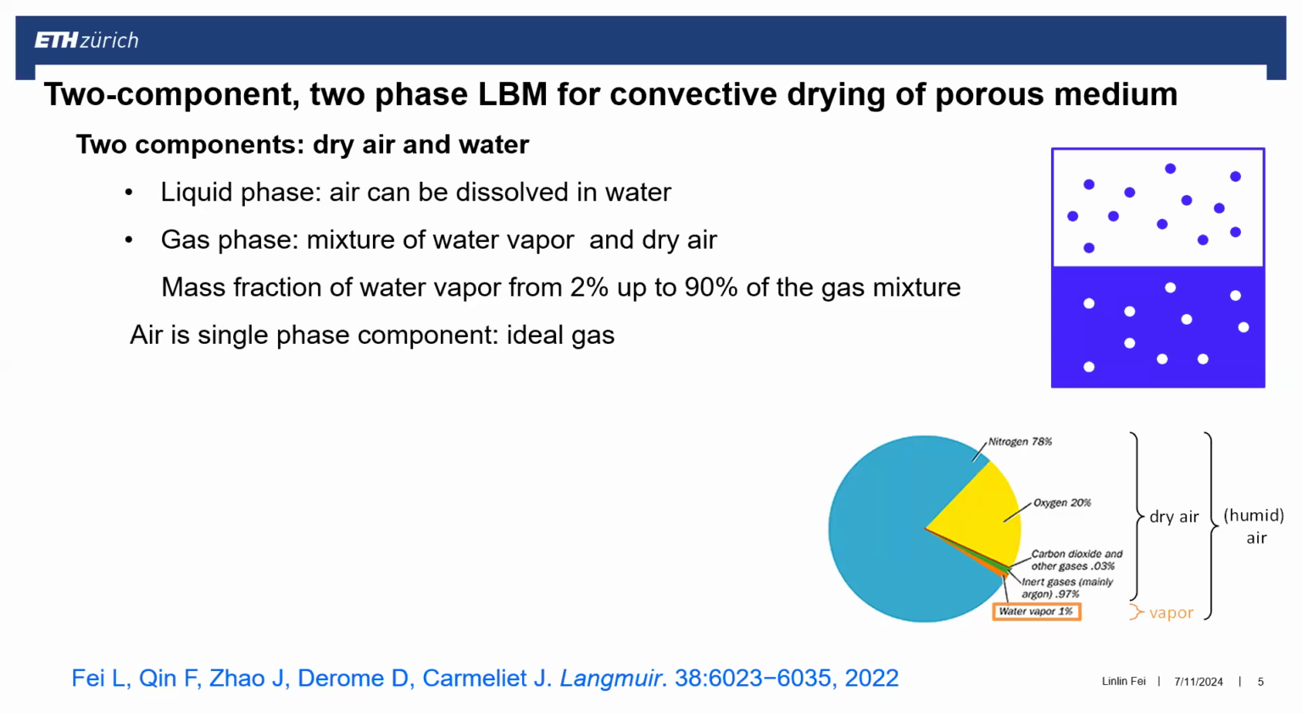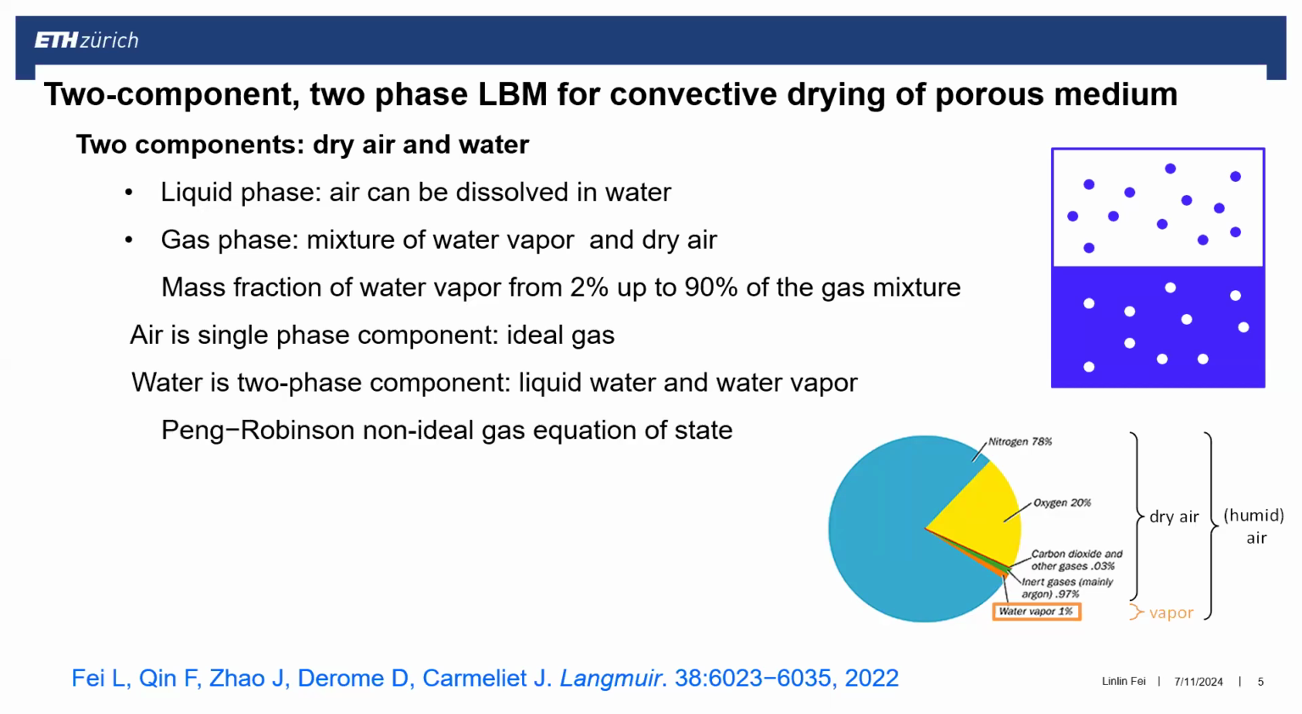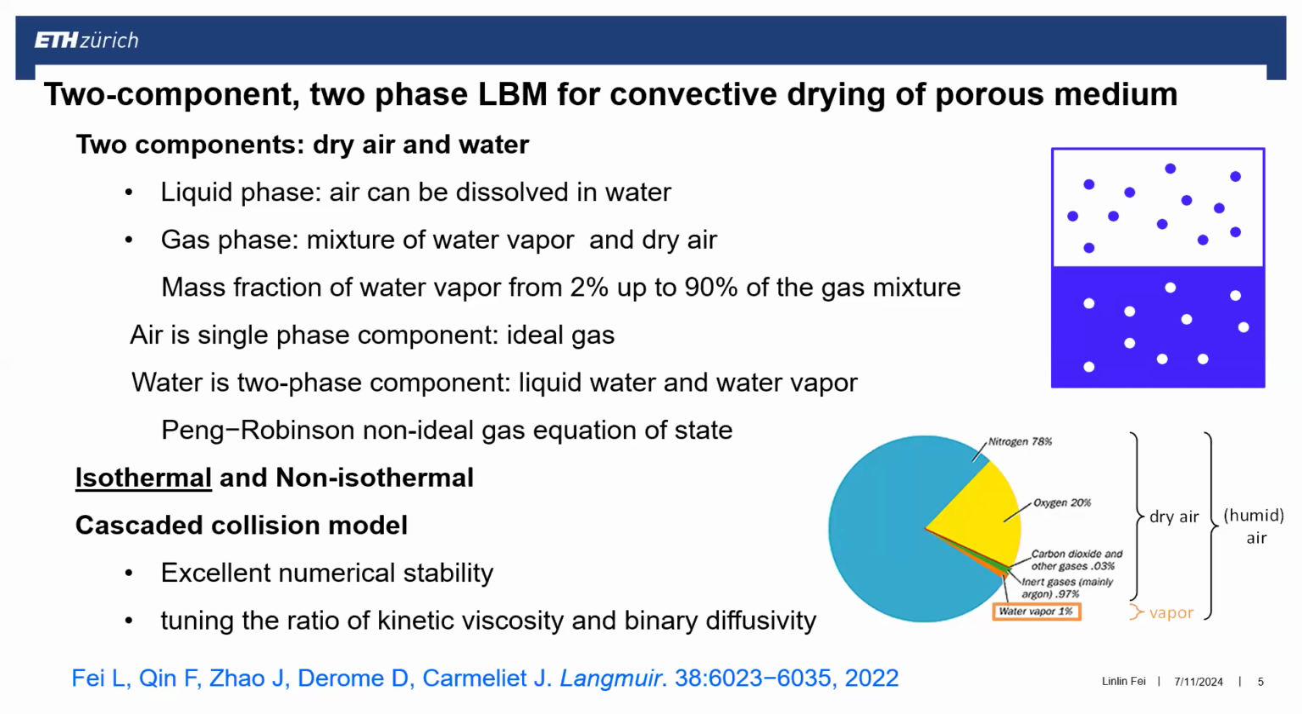And the air is a single phase component using the ideal gas equation of state. And water is a two-phase component. We have liquid phase and vapor phase, and we use the Peng-Robinson equation of state. And we can simulate both isothermal and non-isothermal cases. But today I will limit it to the isothermal case, and we use the cascaded collision operator.